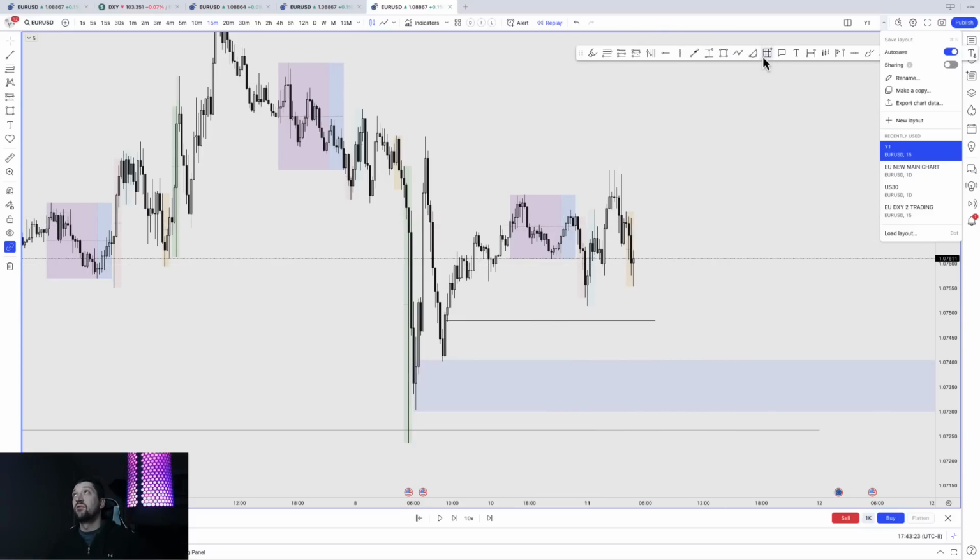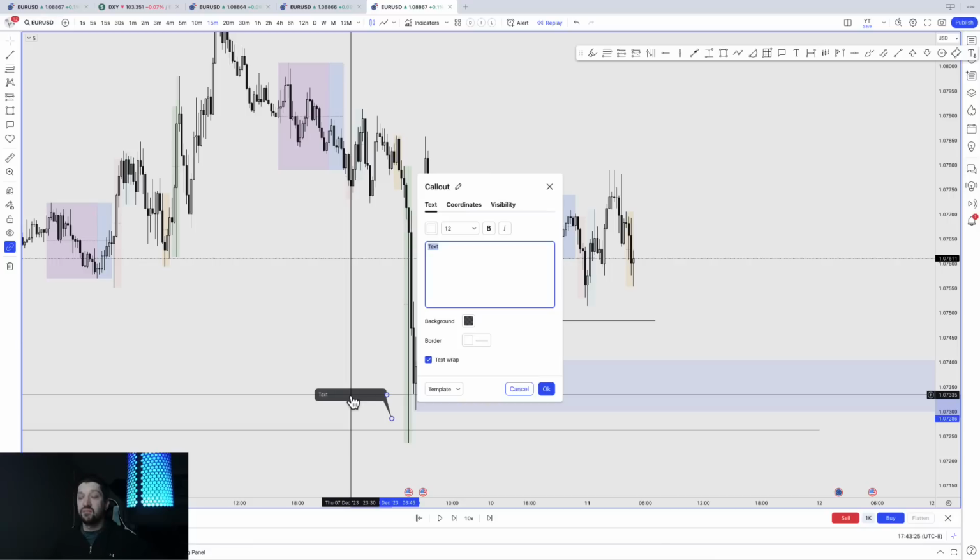So for me, this would be daily lit hit, possible reversal.